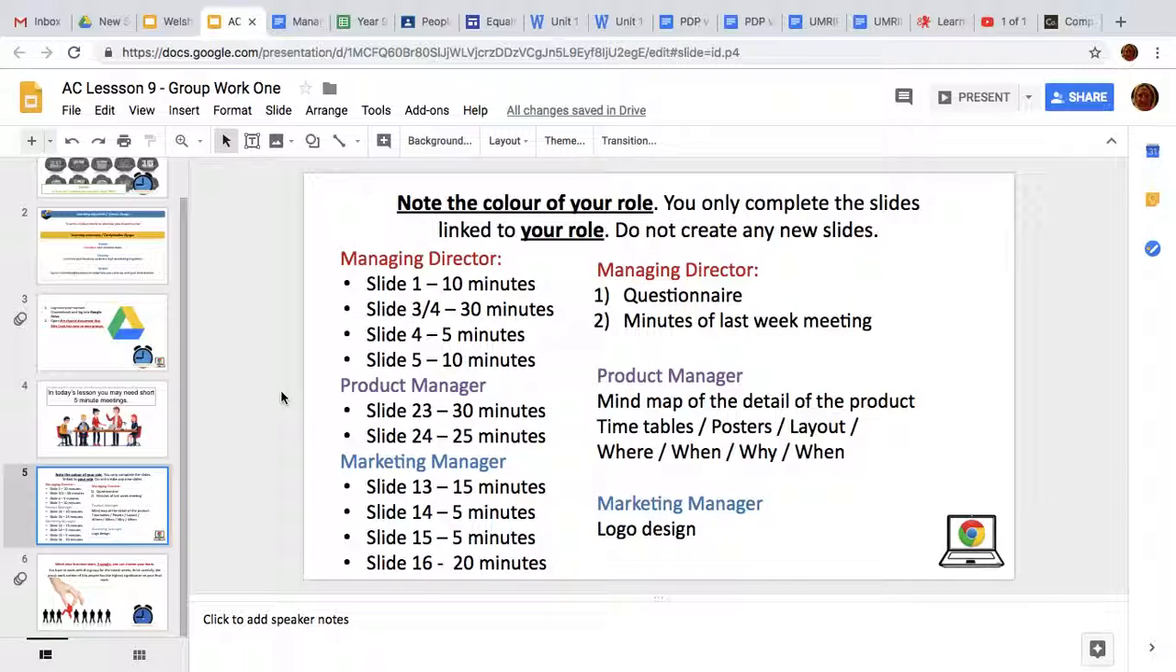Right, so this is the lesson, and they've seen this. They know that the managing director in each group is going to be working on slides 1 to 5. That means they're going to be designing a questionnaire and doing minutes of a meeting, so they must get both those tasks done in the lesson. The product manager is doing slides 23 and 24, which means they're going to be working on designing their actual product. They've got a help booklet to go with this; I have taken them through how to do it and given them ideas, but they've all got the help booklet in their files. And the marketing managers are going to be working on slides 13 to 16, and they're going to be designing a logo. I'll go through each of those now on the slides.